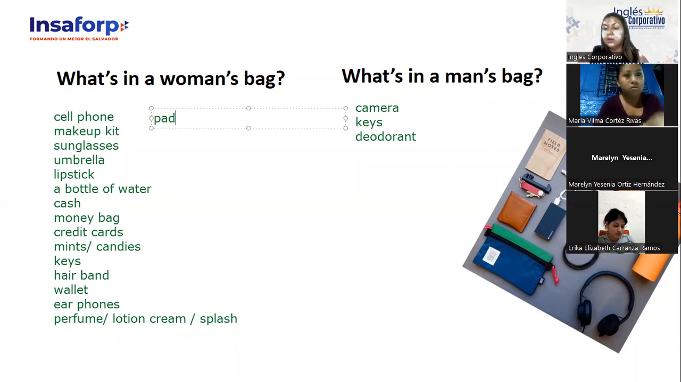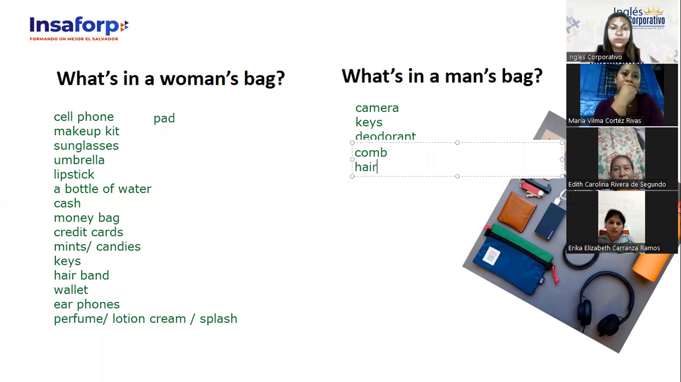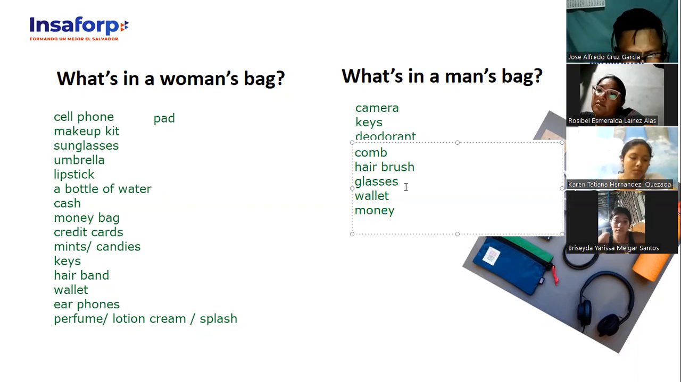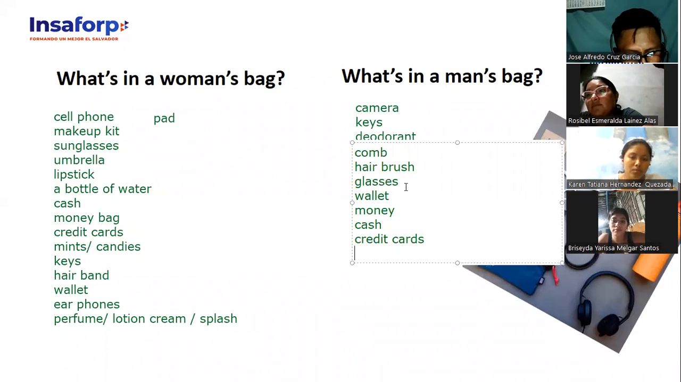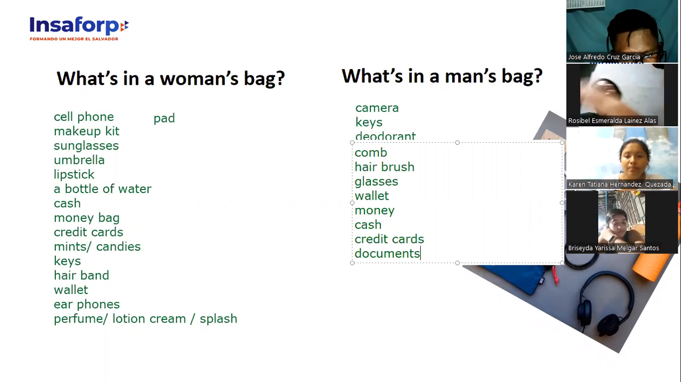Wallet. Okay. Y en el caso de decir hairbrush, o sea, cepillo de cabello, es igual que peine. Oh, comb. A comb or a hairbrush. Glasses. Okay, glasses. A ver, los hombres, ¿dónde están? Para que nos digan qué andan ellos allí siempre. Wallet, money, cash, credit cards. A picture of their girlfriend. Documents, right? Personal ID.